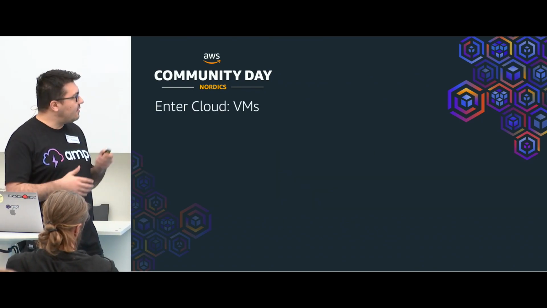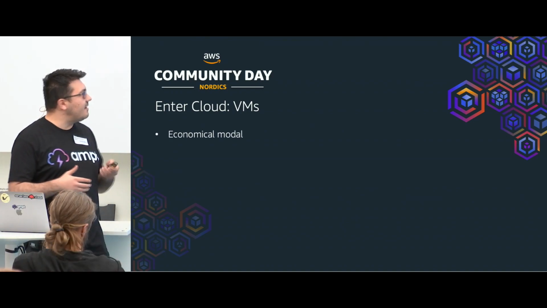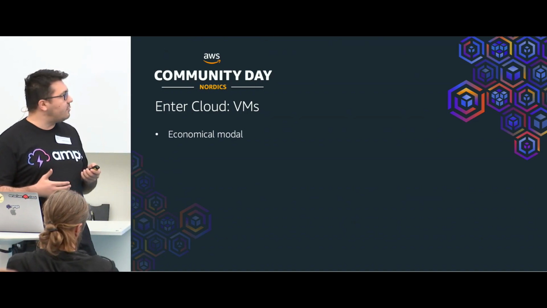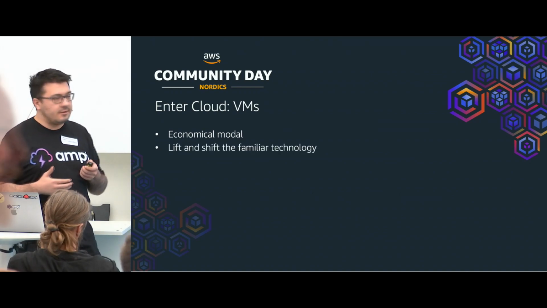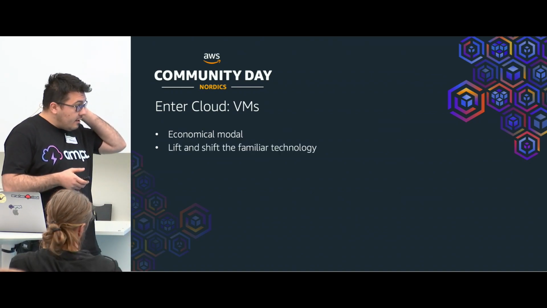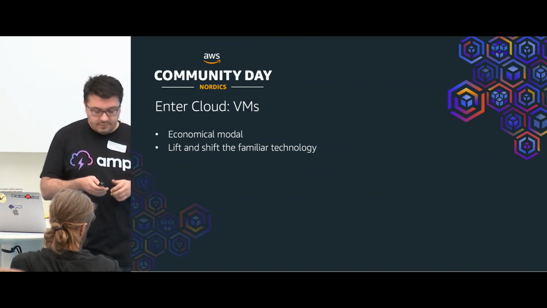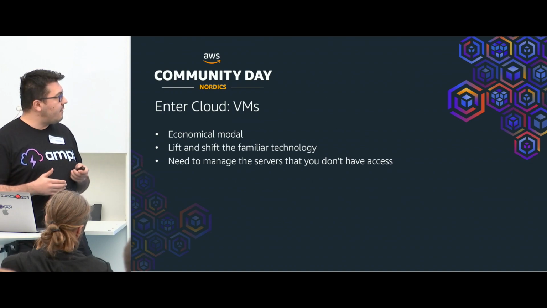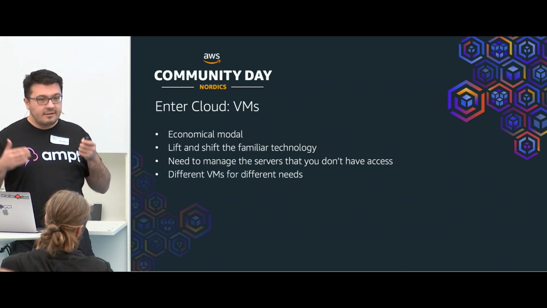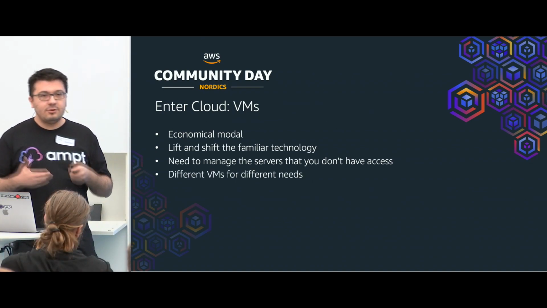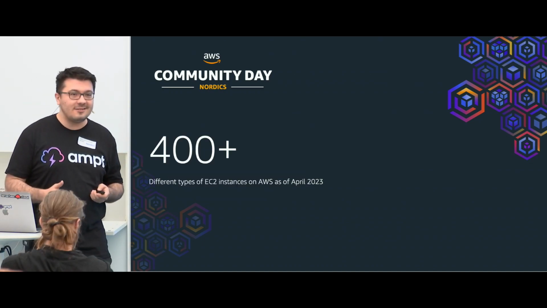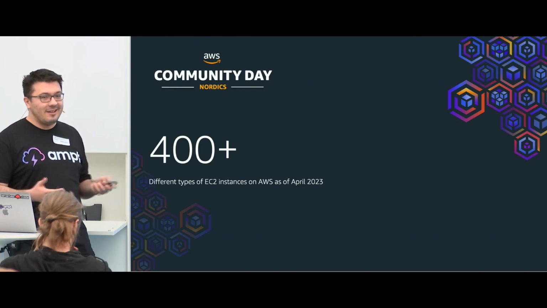And then cloud started. I'm skipping it really fast. It started as an economical model: instead of buying servers, you were renting. So lift and shift was the thing for that. And you still need to manage the servers, to which you don't have access. There were different VMs for different needs. The last time I checked, there were more than 400 EC2 instance types on AWS.